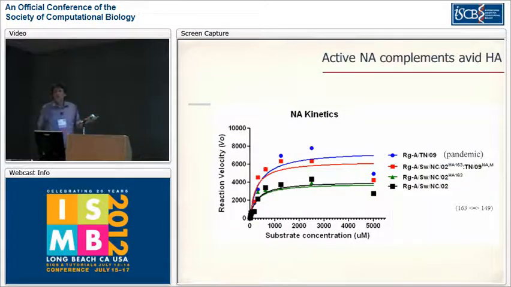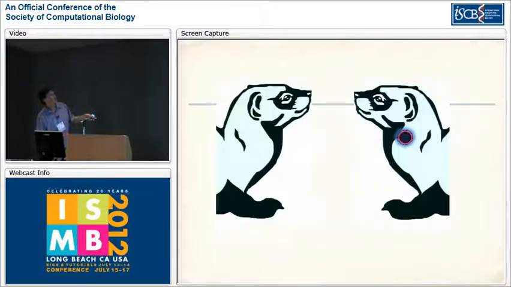So now that we know that neuraminidase is involved, the question is, what does it do? This slide shows that it's just more active. It can facilitate the release of the virus from the host cell after budding more quickly. The green and red are the parent, the blue is the original pandemic, and the red is the mutant with the new neuraminidase. And that's the take-home message.